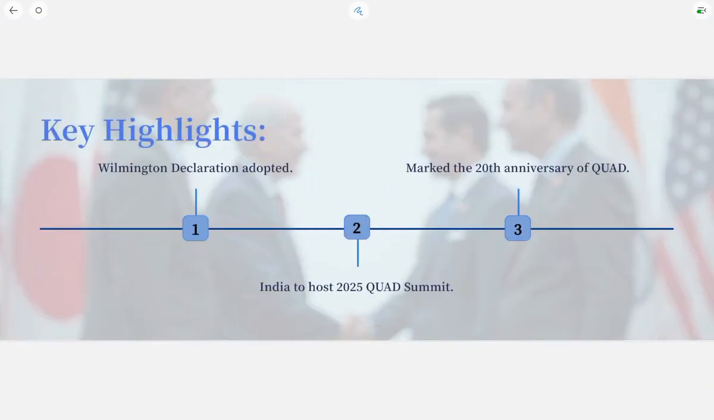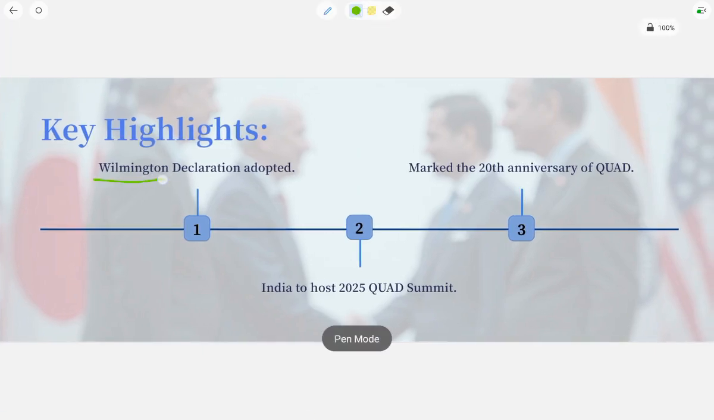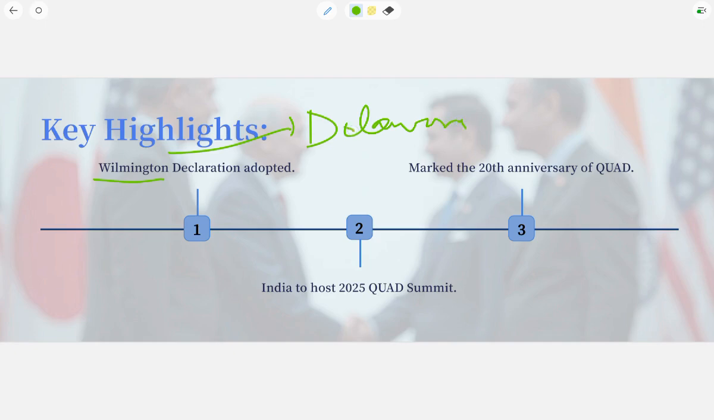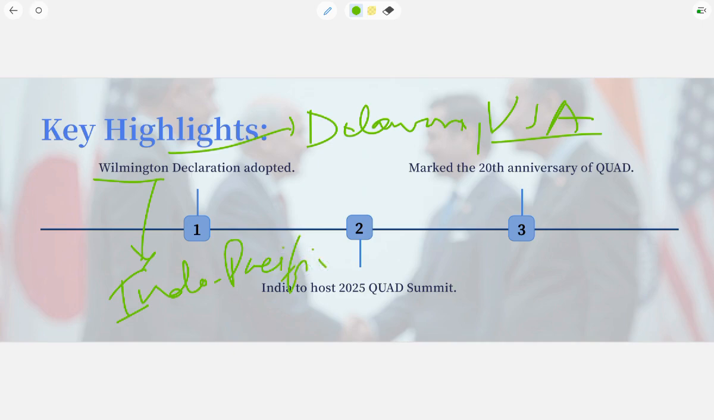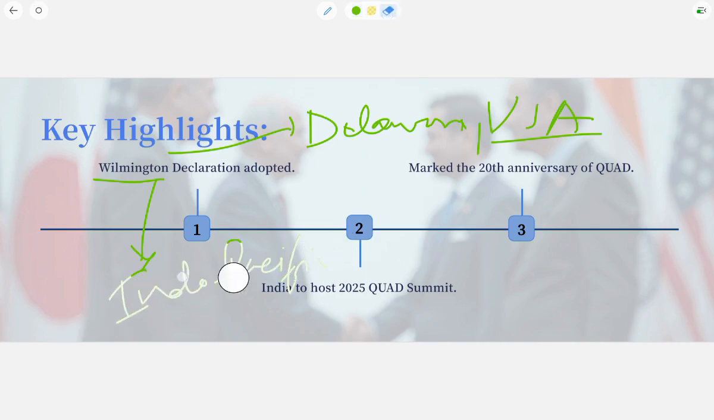It was held in Wilmington, which is there in Delaware in USA. Okay, so there they had some declaration which was all according to the Indo-Pacific region and also to counter China's assertiveness. So this was all about the declaration.